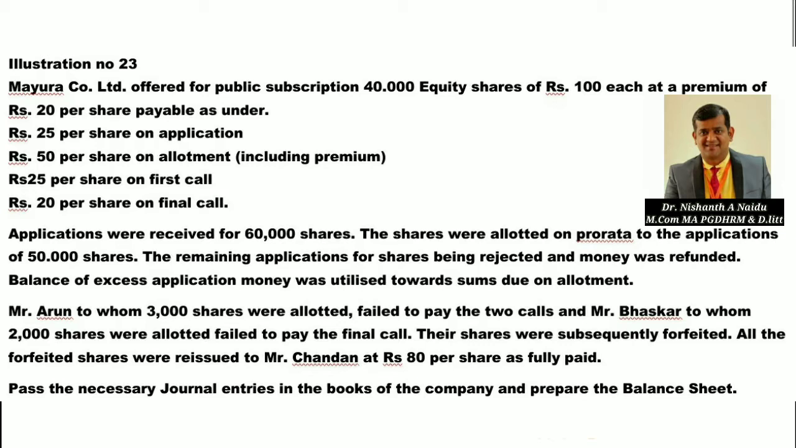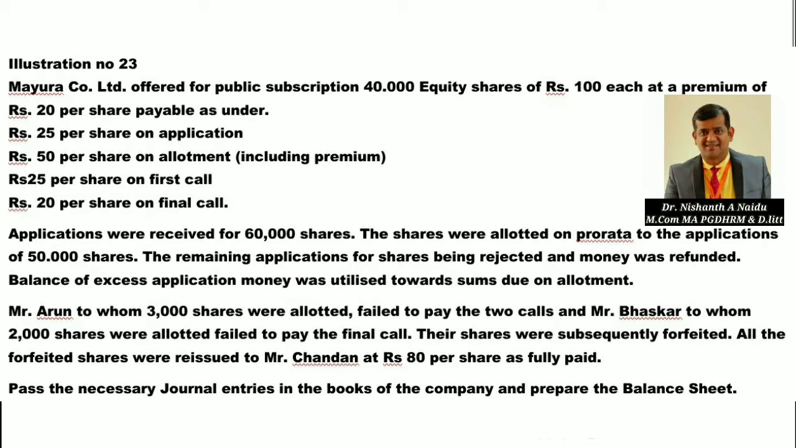Mr. Arun, to whom 3,000 shares were allotted, failed to pay the two calls. That means the first call and the second and final call. Then Mr. Bhaskar, to whom 2,000 shares were allotted, failed to pay the final call money. Their shares were subsequently forfeited. So till the second and final call there is no forfeiture entry. After the entry of the second and final call is received, we are supposed to pass a forfeiture entry.